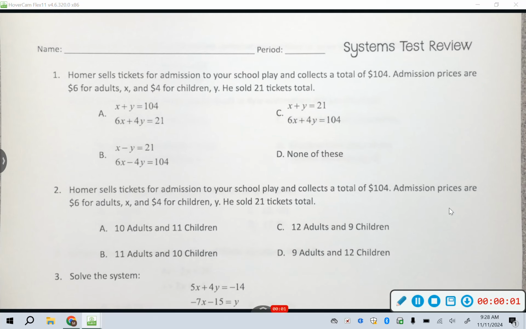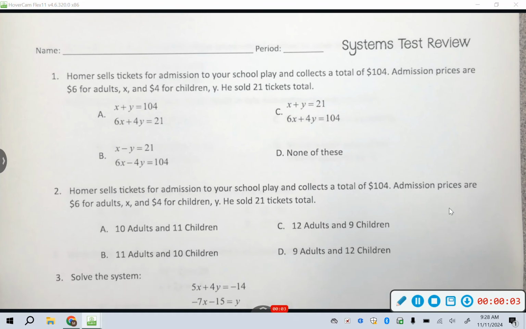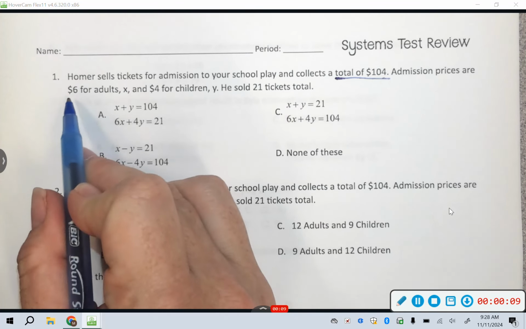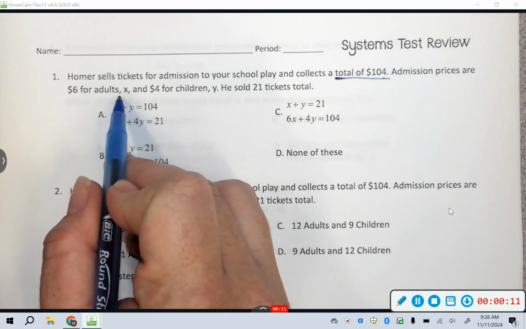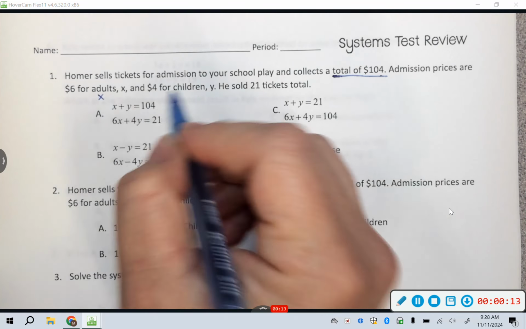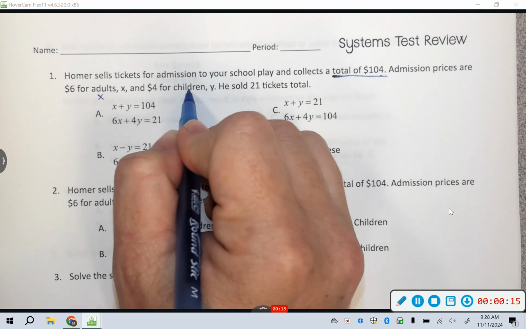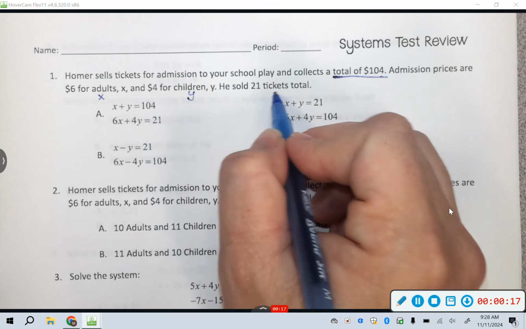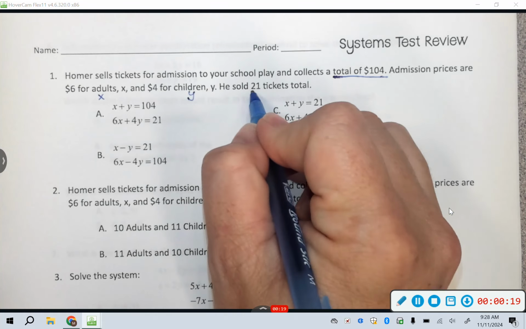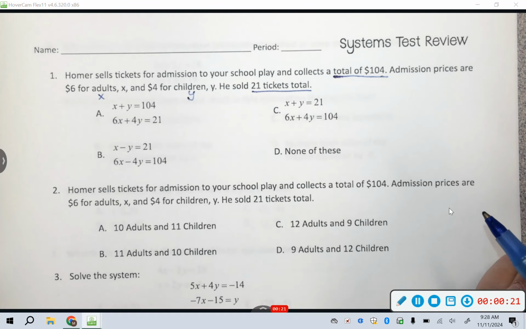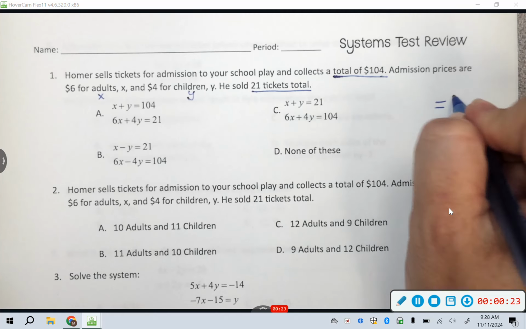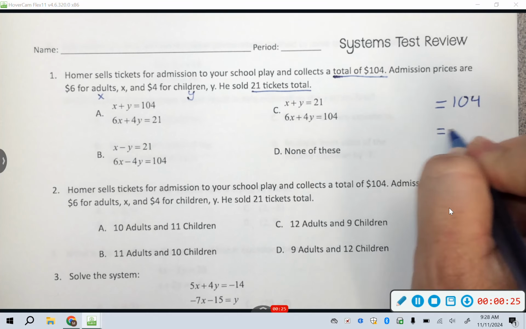Okay, systems test review number 1 says Homer sells tickets for admission to your school play and collects a total of $104. Admission prices are $6 for adults, which is your X, so adults is X, $4 for children, which is Y, so children are Y, and he sold 21 tickets total. So here's another total. I want you to realize we have two totals, and our total is always what they equal. So one equals 104, and one equals 21.